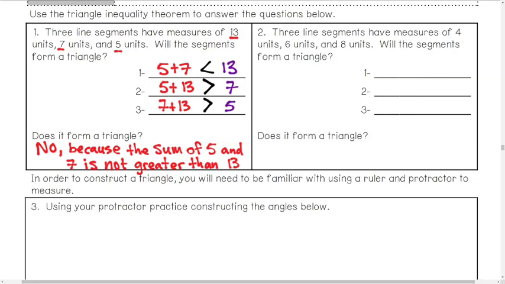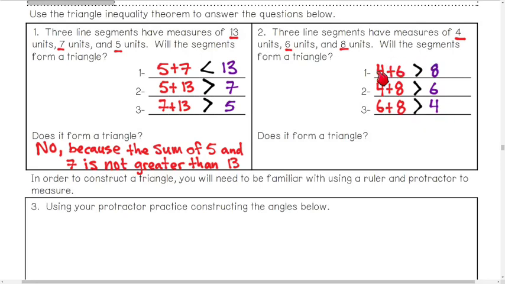Number 2, I go ahead and take those 3 same measurements and I combine them. So I have a 4, 6, and 8. I would do 4 plus 6 is what compared to 8? And that is going to be greater than. And then we have 4, 8, and 6. 4 plus 8 is greater than 6. And last but not least, 6 plus 8 is what compared to 4? Well, that would be greater than.